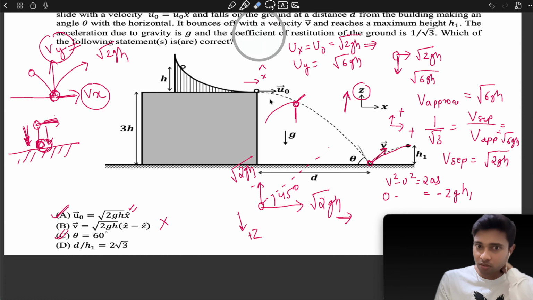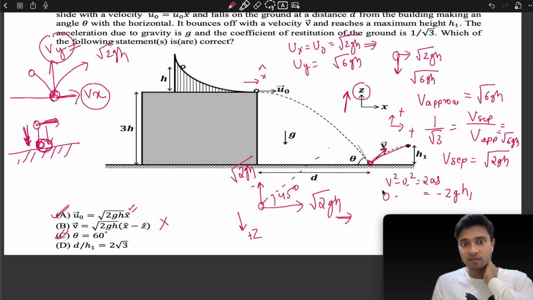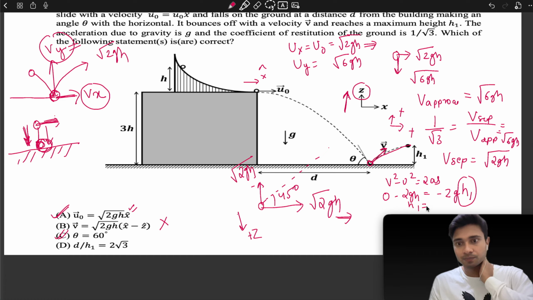So vertical velocity will be 0. Initial velocity was root 2gh, so u square will be 2gh. So h1 will be nothing but h. 2g and 2g cancel, h1 will be h. So I know that h1 is h.